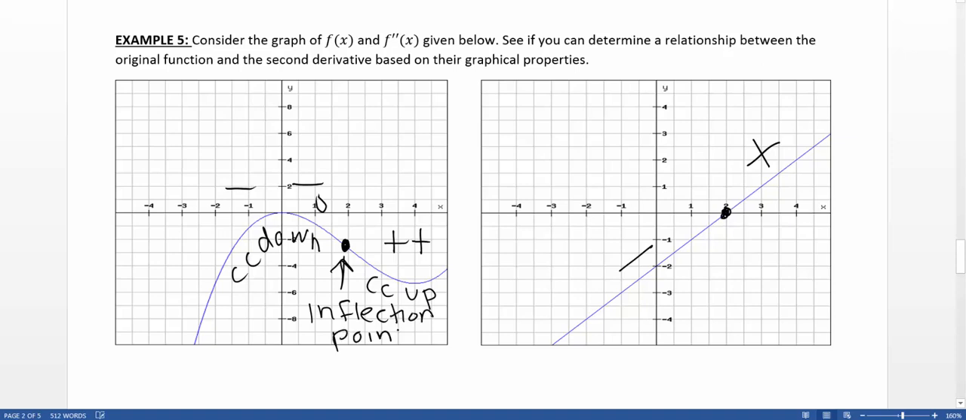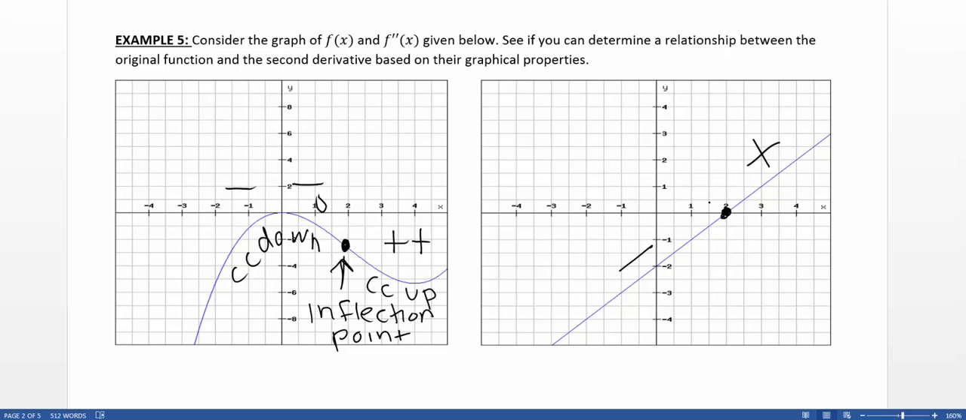And the inflection point, again, is where our function changes concavity. And that means on the second derivative, that's going to be where we equal 0, because right at that point, we're not concave up or concave down. It's where we're changing. So now we have the relationship between the original function and the second derivative.